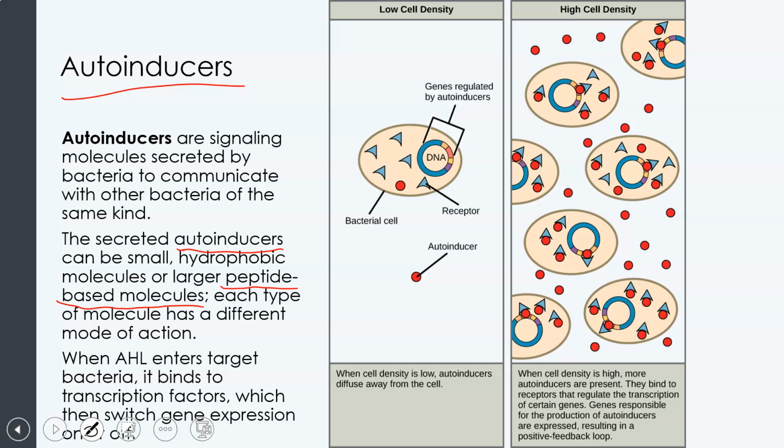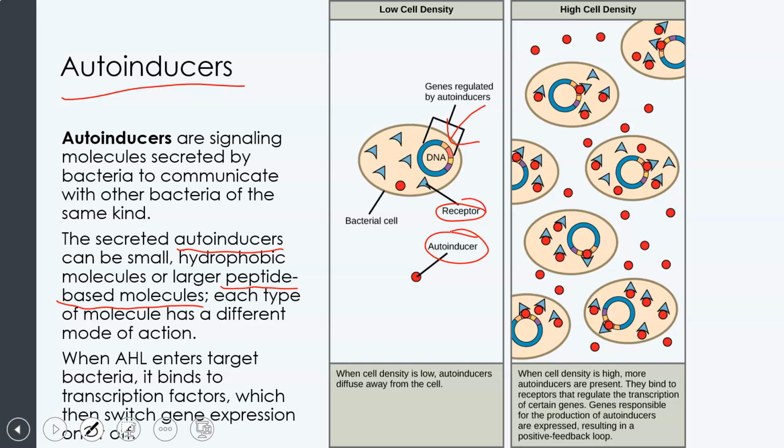Okay, so if we see here, there's low cell density and the genes are regulated by autoinducers. That's what we're looking at right here. These are the genes, and a bacterial chromosome is circular. The receptors look like little triangles, and the autoinducers are the red dots. So when that autoinducer is released and diffuses away from the cell, when the cell density is low, it's not going to have anything else to bind to.